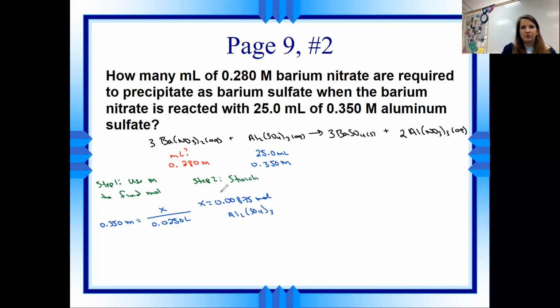Now, in this particular case, where am I going to end my stoich? I only need to find moles of the barium nitrate because I'm trying to find the milliliters, which means I can use that molarity equation again. So I don't need the grams of the barium nitrate. I can just do a simple mole to mole conversion here. So I've got 1 mole of the aluminum sulfate down here, and I'll have 3 moles of the barium nitrate up here. And that tells me, so I'm going to run out of room, so I'm going to write my answer down here, that I got 0.0263 moles of barium nitrate.